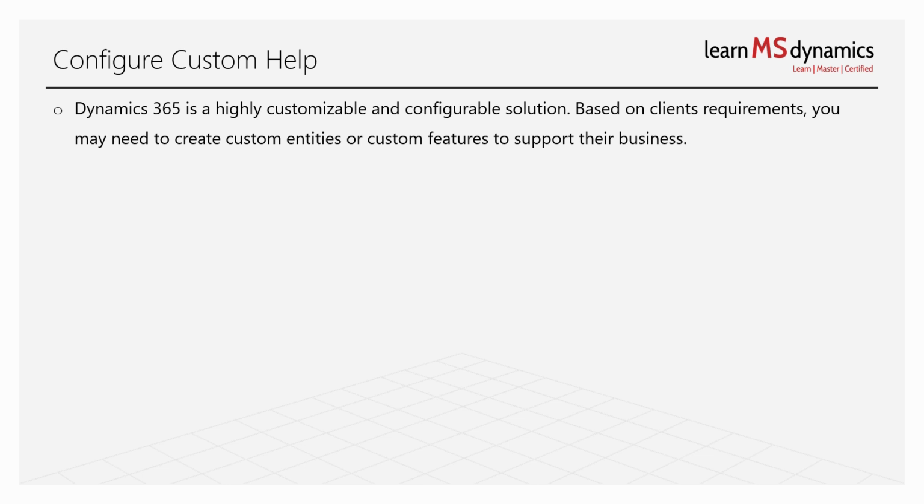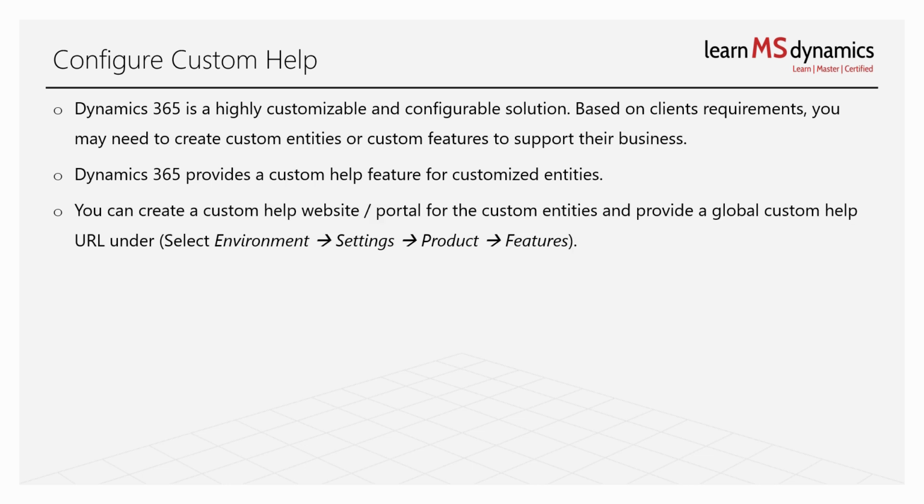And when you do that, you are going to create multiple custom entities and features and show them how it works. Dynamics 365 has a base help feature available for the out-of-the-box entities, but in case you create any custom entities or custom features, then you need to provide custom help for them. You can create a custom help website or portal for the custom entities that you have created and provide a global custom help URL under environment, settings, product, and features.